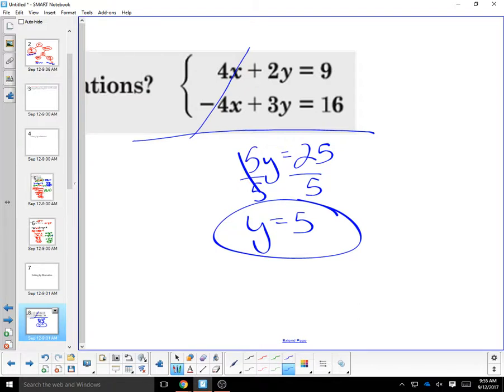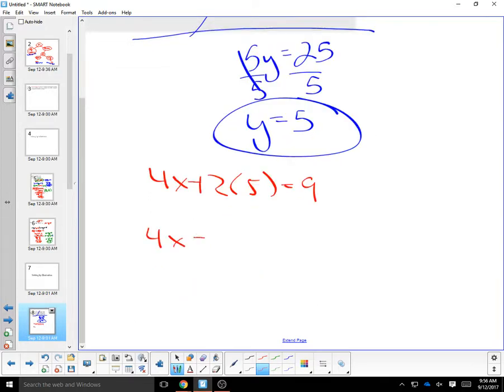All we have to do now is get x. Pick one of the two. Which one would you use? I'll use the top one too. That's my bet. So watch. 4x plus 2 times 5 is 9. 4x plus 10 is 9. Minus 10, minus 10. They're going to make us have a fraction here.